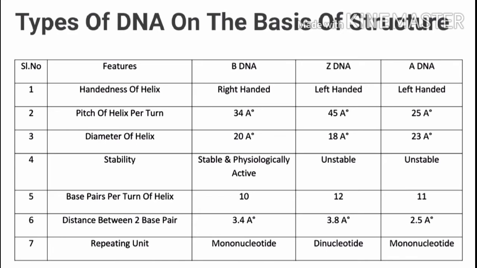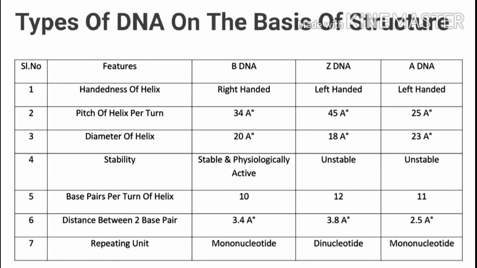The fourth point is the stability. B-DNA is stable and physiologically active, but both Z-DNA and A-DNA are unstable. Now next, the base pairs per turn of the helix. In B-DNA it is 10, in Z-DNA it is 12, and in A-DNA it is 11. Sixth, the distance between two base pairs. In B-DNA it is 3.4 Angstrom, in Z-DNA it is 3.8 Angstrom, and in A-DNA it is 2.5 Angstrom.